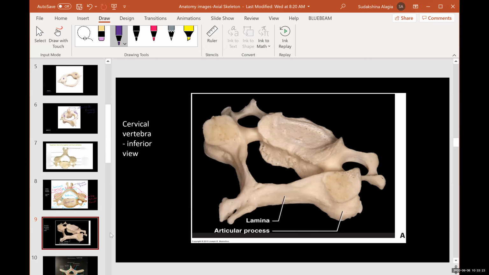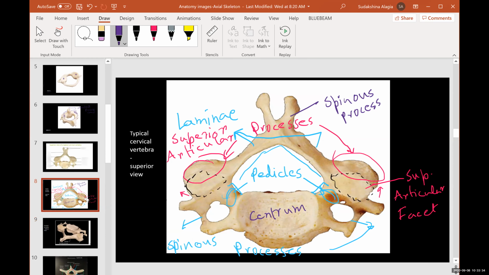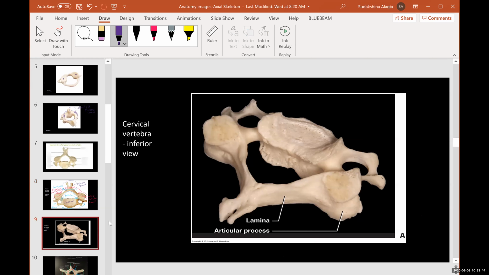So here is the inferior view. How do you know this is inferior? Learn how to distinguish instead of trying to memorize. Look at the spinous process. Look here. See how the spinous process is curved up, convex. Look at the spinous process here. It's curved down, concave. This is how you know this is the inferior view.